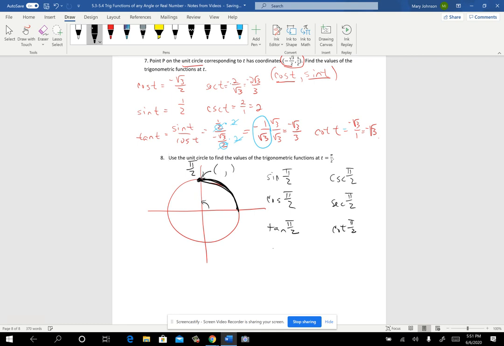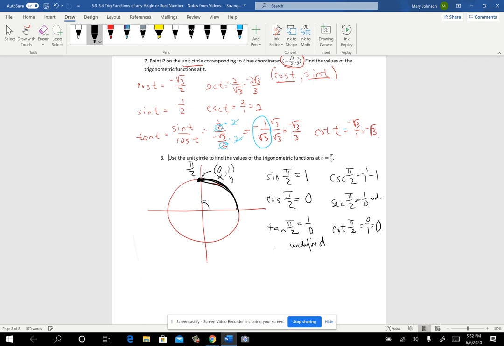That point is a point on the y-axis. It's the point (0, 1): x of 0, y of 1. So your sine of pi over 2 should be the y-coordinate. Cosine should be the x-coordinate. Tangent should be sine over cosine, so it's undefined. Cosecant should be 1 over 1, which is 1. Secant should be 1 over 0, so that's undefined. And cotangent should be 0 over 1, which equals 0.